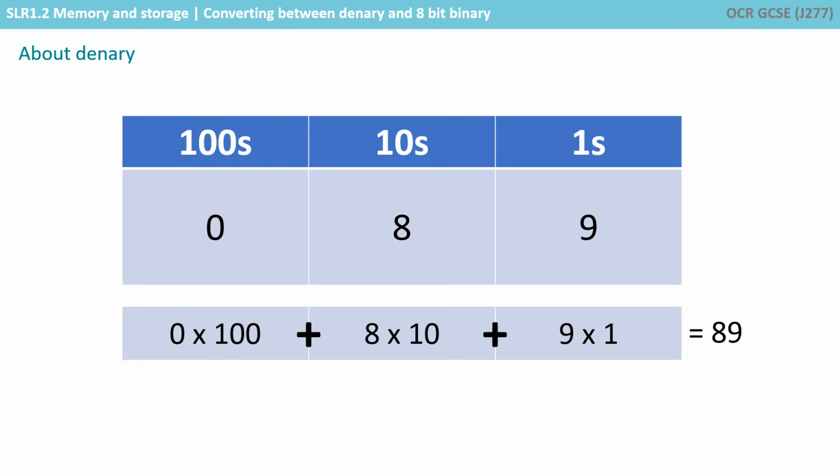This continues, and if we think about the number 89, that is 8 tens plus 9 ones. Or to put another way, 8 times 10 plus 9 times 1. To store numbers above 99, we simply introduce another column. This Denary number system is known as base 10.